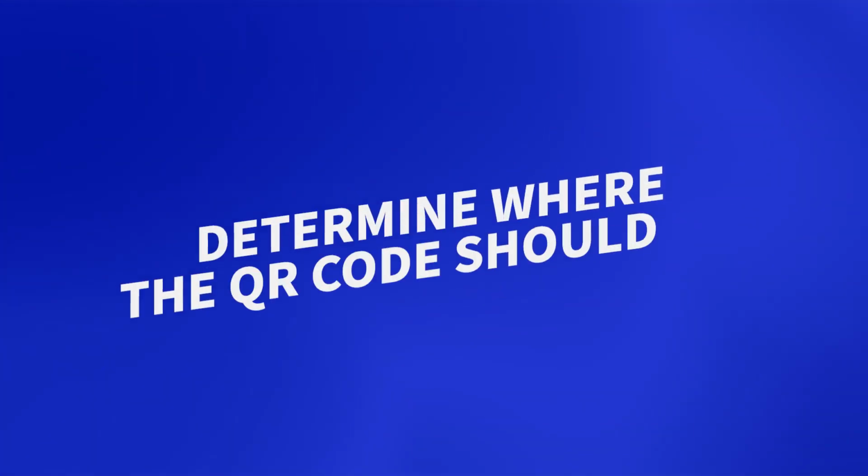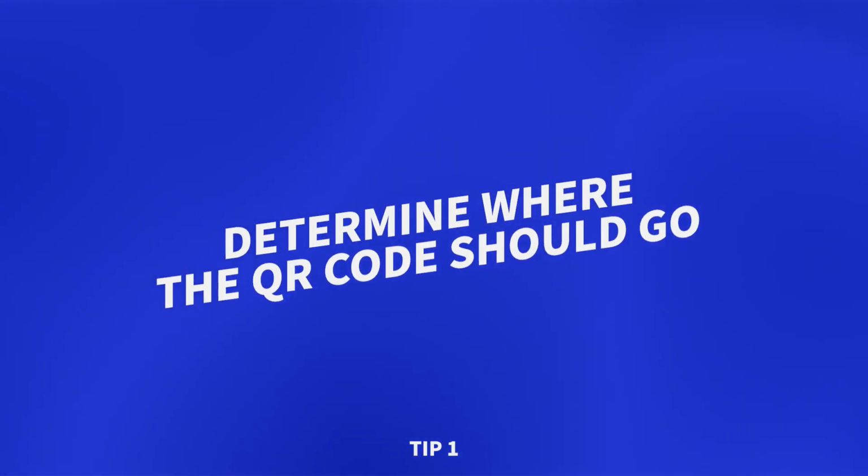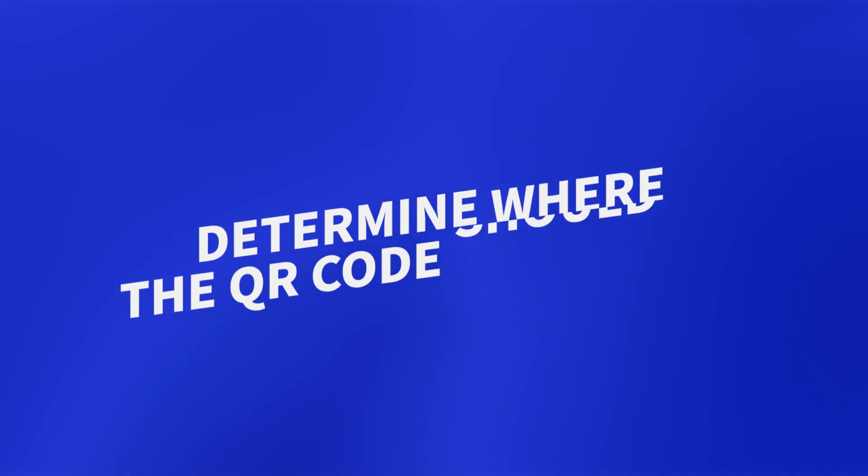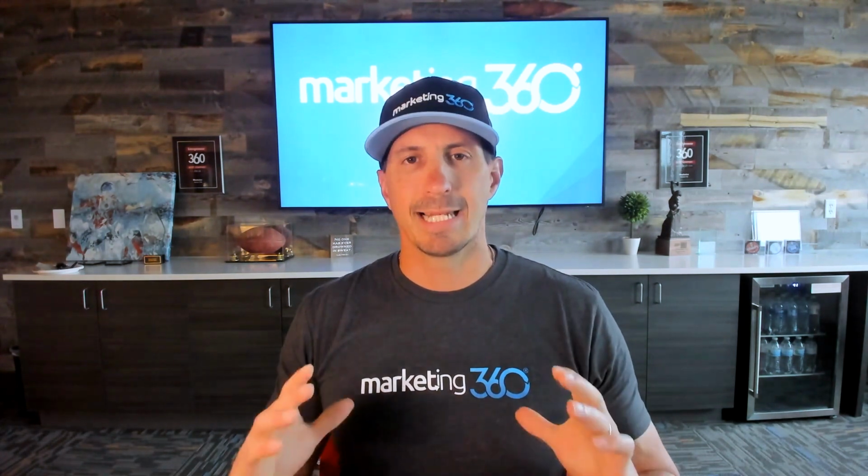So tip number 1 is to determine where the QR code should go. So what landing page or page on your site, or where do you want the user to end up when they use the QR code? Think about that. What's that destination? Figure out what that URL is.